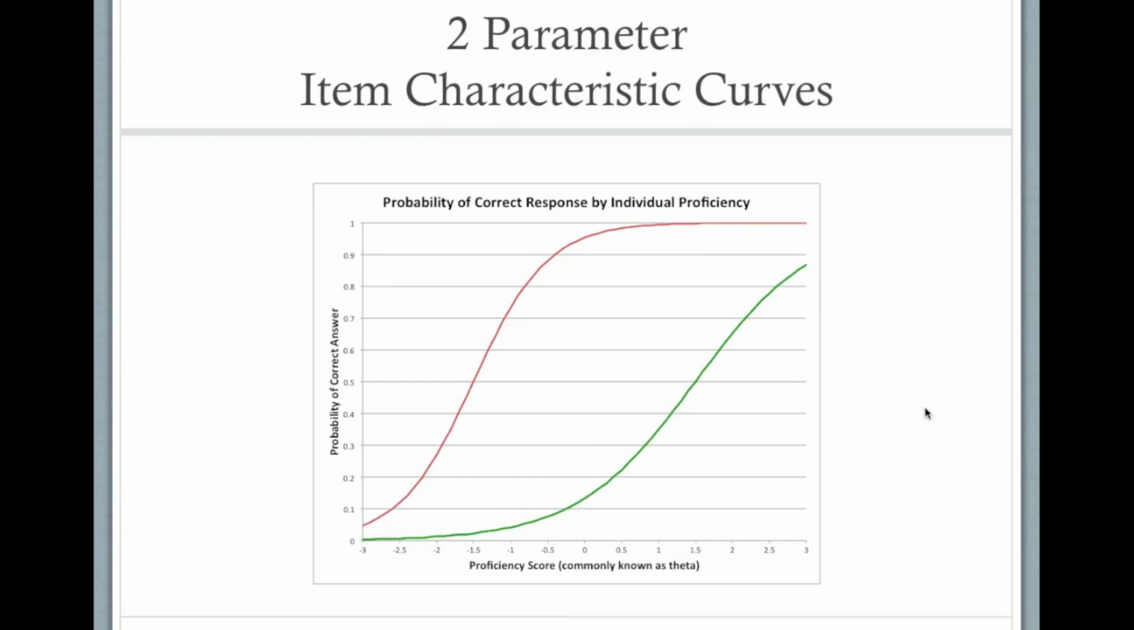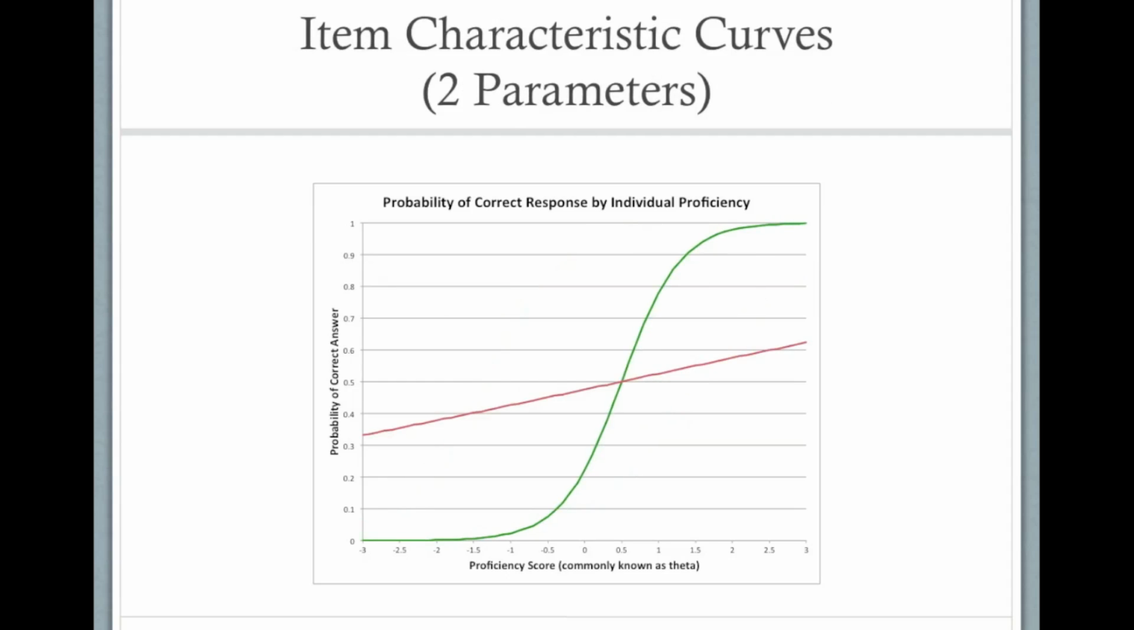Let's look at some other two-parameter item characteristic curves. They can look like this, where the green item is a lot more difficult than the red item, or they can look like this, where the green item and the red item have the exact same difficulty parameter, yet one is far more discriminating than the other. A higher value for a discrimination parameter will mean that an item is more discriminating when it's at its steepest point. It doesn't mean that it's always steeper.